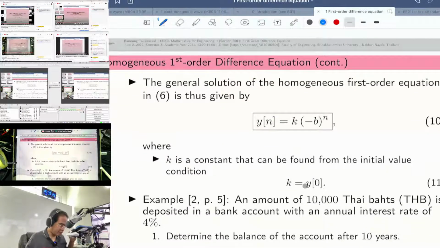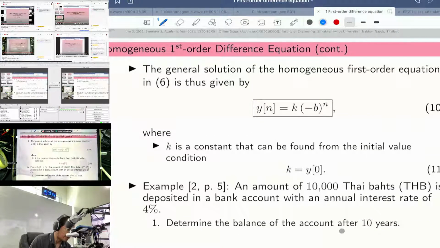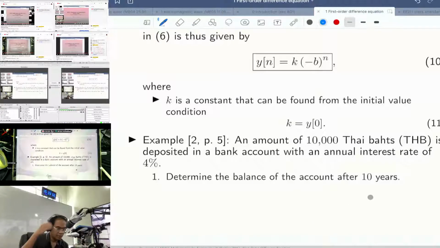Now we arrive at the first example with the calculation. We are talking about money right now. An amount of 10,000 Thai bahts, THB, is deposited in a bank account with an annual interest rate of 4%. Determine the balance of the account after 10 years.